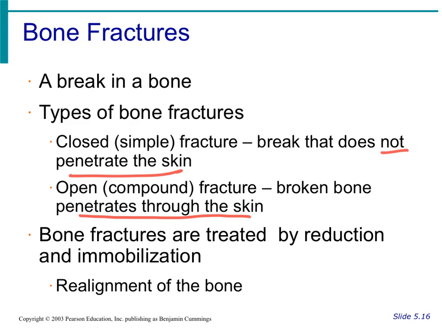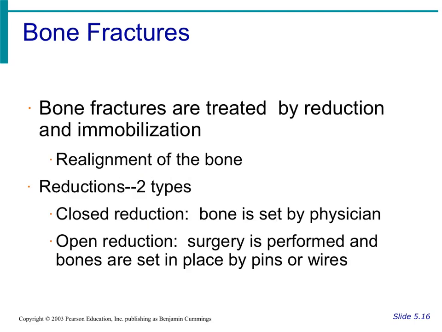Bone fractures are treated by reduction and immobilization. So you essentially realign the bone and then immobilize it until it can heal. There are two different types of reduction that occur when you are going to treat a break. And so a closed reduction is when the bone is set by a physician. So if you have a fairly uncomplicated fracture, this is what's happened, and then you can put a cast on. If you have an open reduction, this is when surgery is performed and the bones are set in place by pins or wires instead of just a plaster cast.